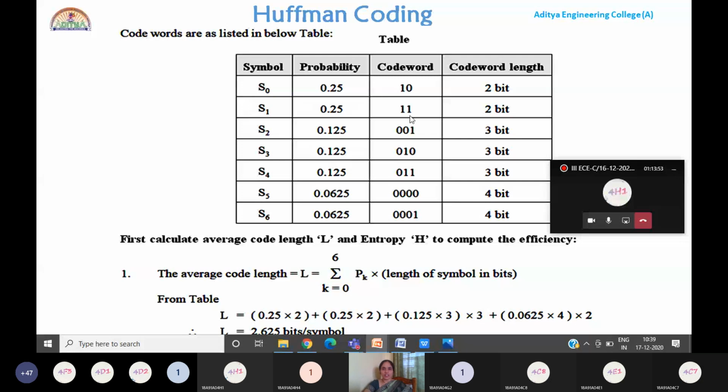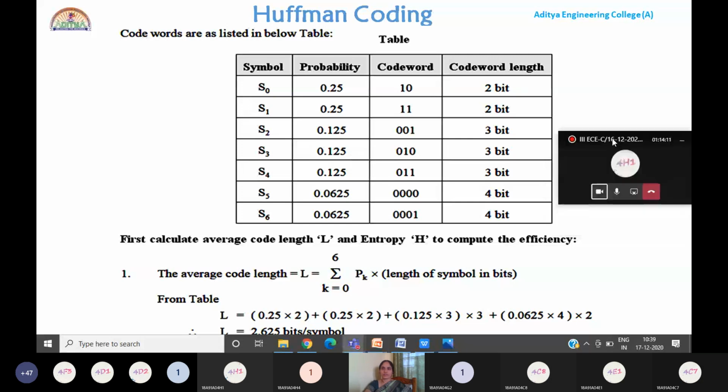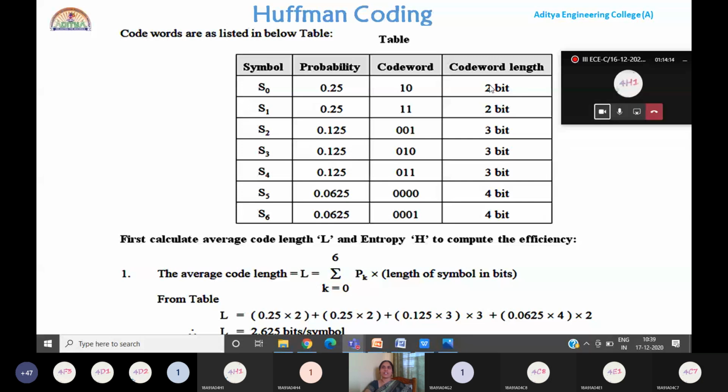Now we already calculated the code words. Can any one of you tell me the length? How can you calculate the length of each and every symbol based on the code word? Any one of you, please tell me, how can you calculate the length? Based on the number of bits present in the code word.